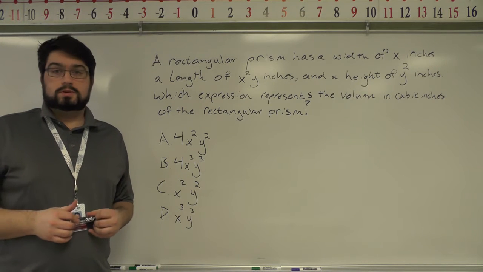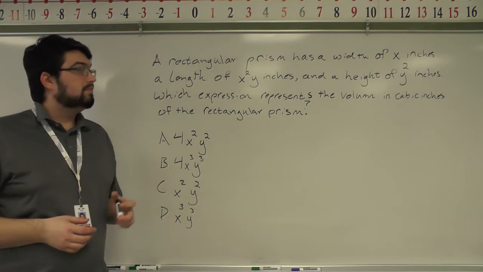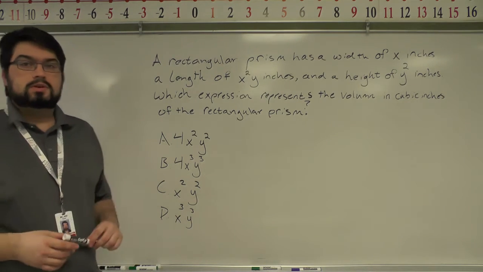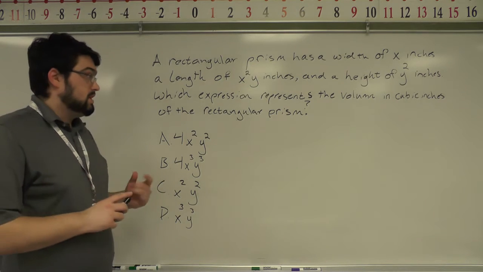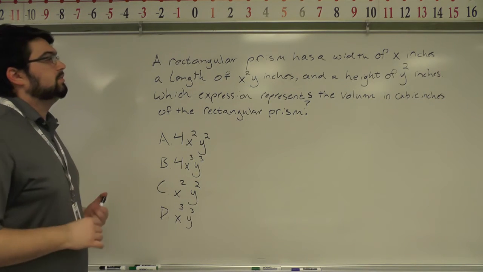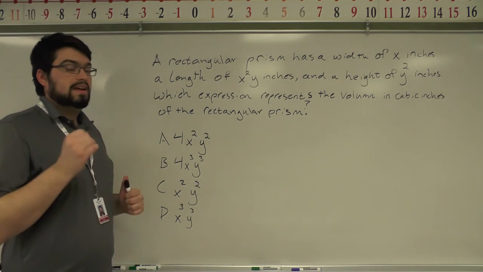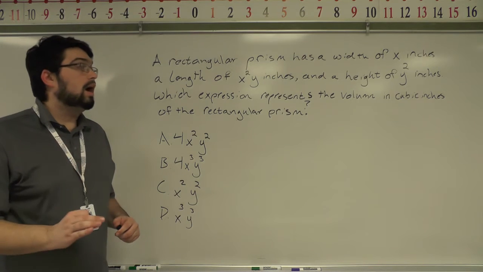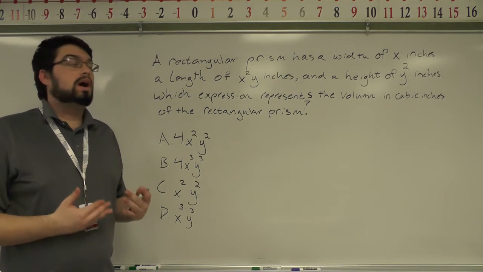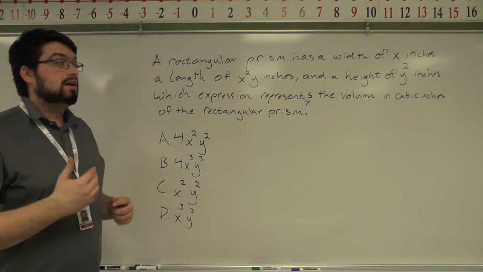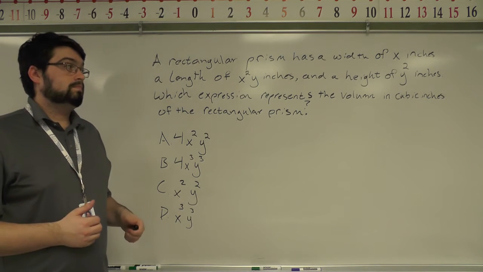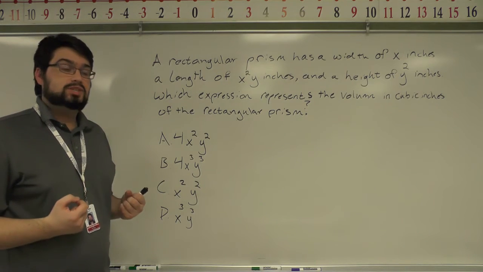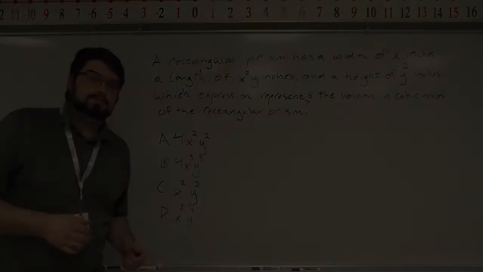So here are some test questions that you might be seeing involving the product of powers. So I'm going to read the question out loud just in case you can't read it on the screen. A rectangular prism has a width of x inches and a length of x squared y inches, so x squared times y inches, and a height of y squared inches. Which expression represents the volume in cubic inches of the rectangular prism?